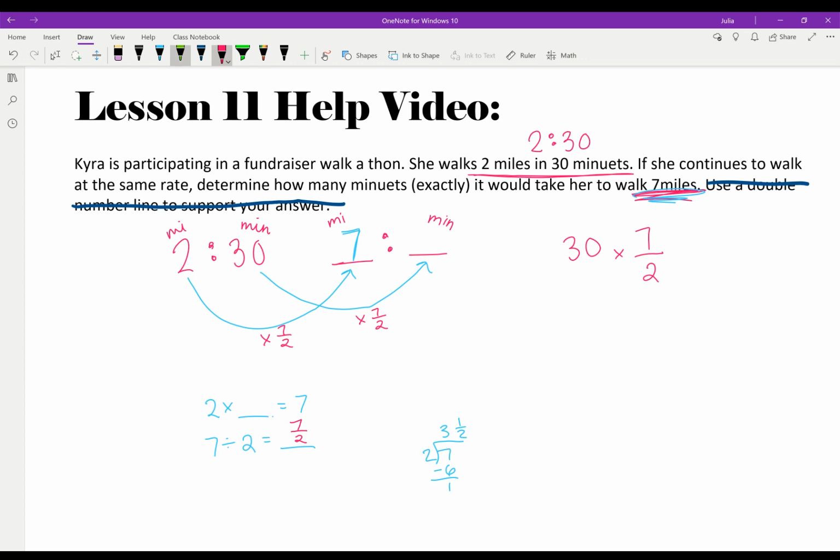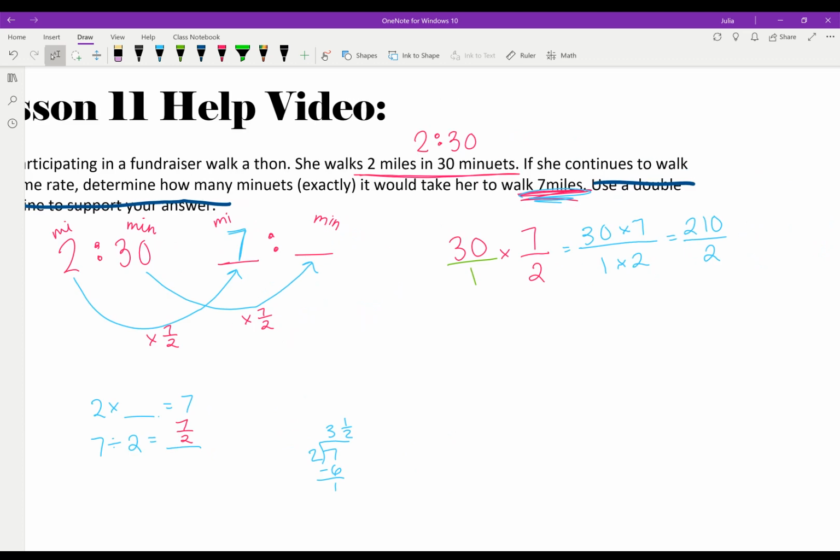So to be able to multiply fractions, first off, both of our numbers have to be fractions. And how do we make a whole number into a fraction? We need to put it over 1. So I'm going to now multiply 30 over 1 times 7 over 2. And to multiply fractions, we just multiply straight across. So we're going to multiply our 30 times 7 over our 1 times our 2. So our 30 times 7 is going to give us 210, and then our 2 times 1 is going to give us 2. So now I got 210 over 2.